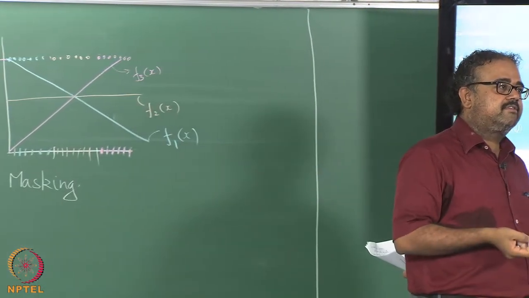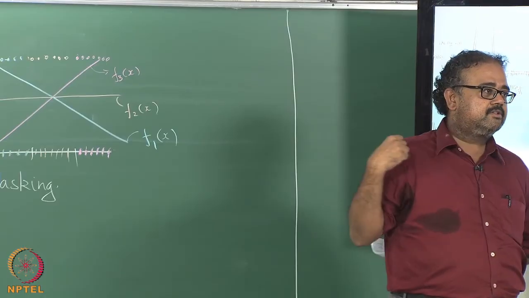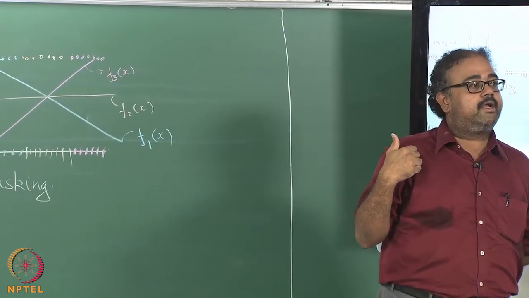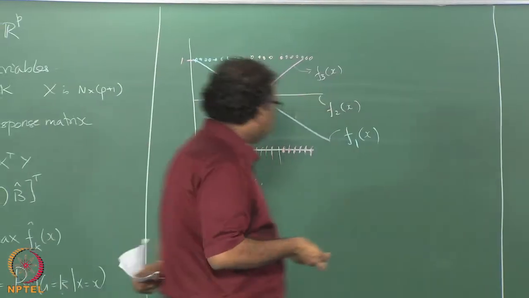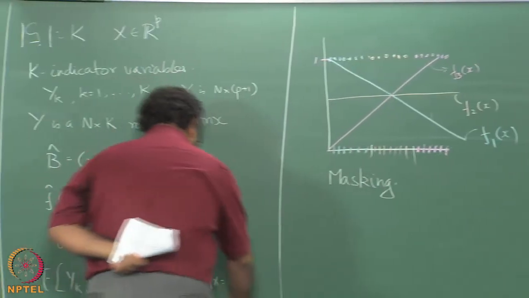Instead of regressing on x, that's what we did here, right? So instead of regressing on x, if I regress on x squared, I am going to get different outputs, right?